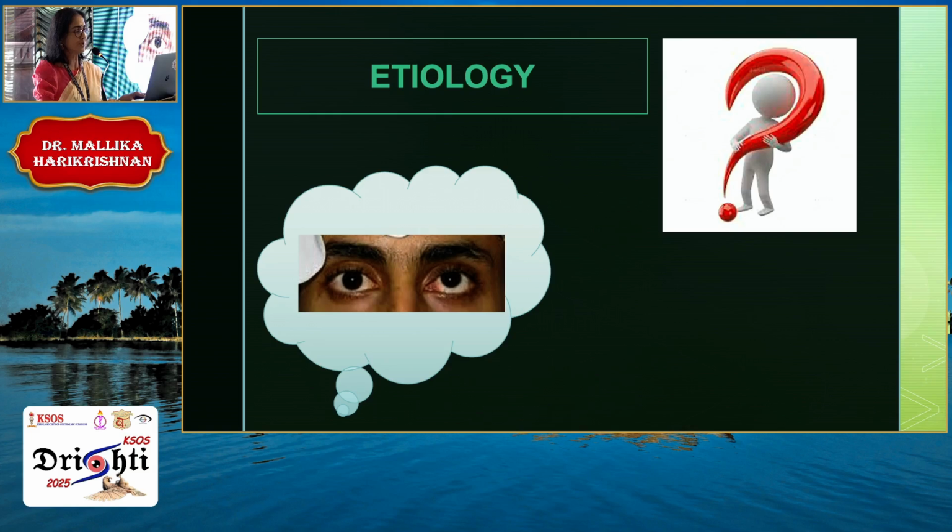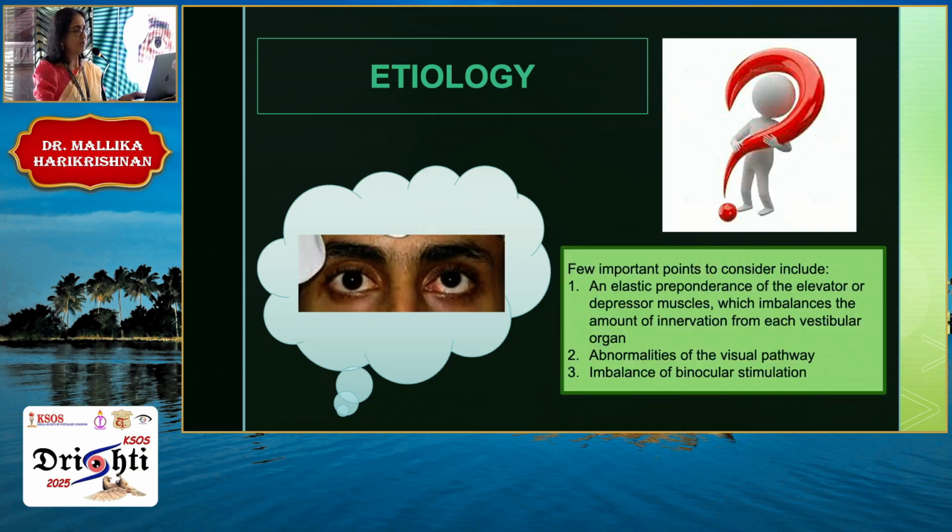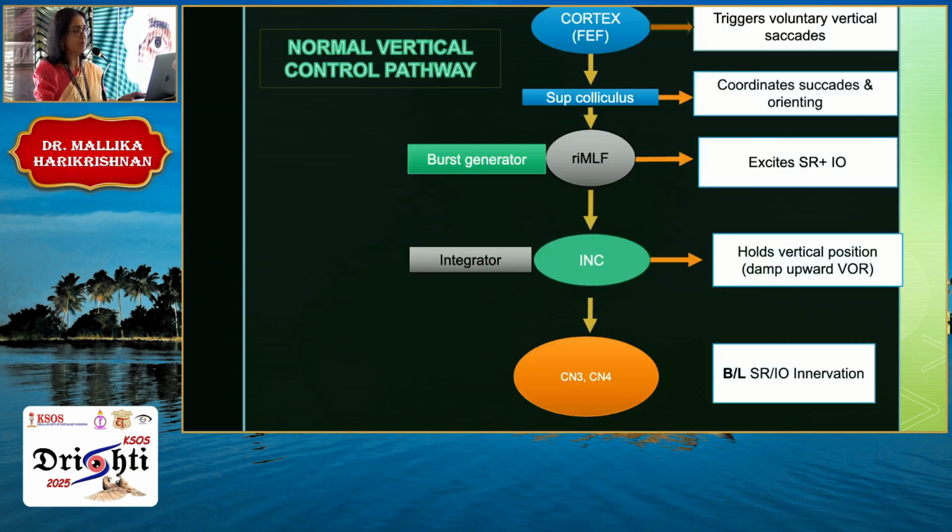What is the etiology? It is totally unknown. There are certain speculations made. Few important points to consider include an elastic preponderance of the elevator or the depressor muscles, which imbalances the amount of innervation for each vestibular organ. There may be abnormalities of the visual pathway or imbalance of the binocular stimulation.